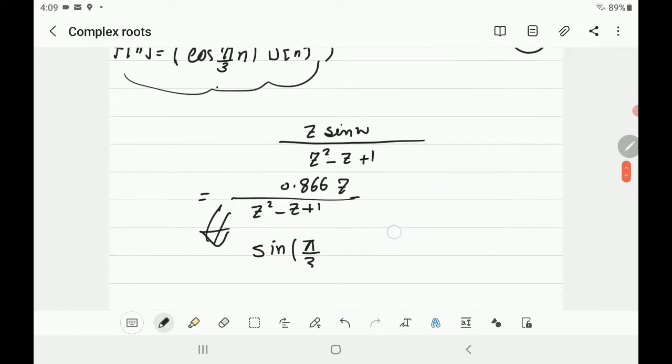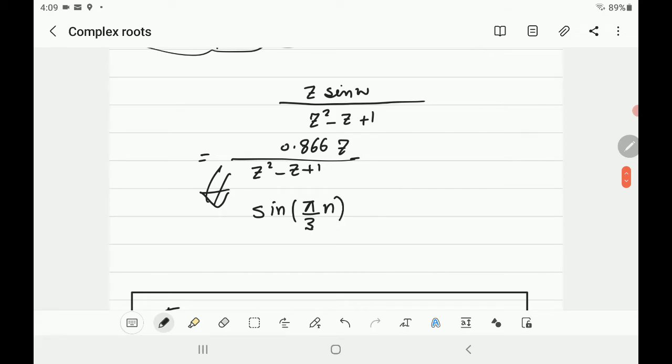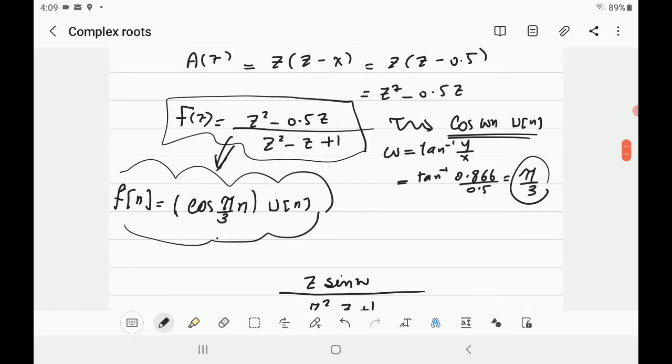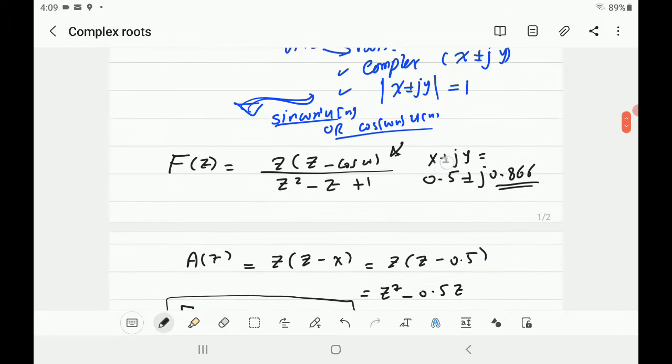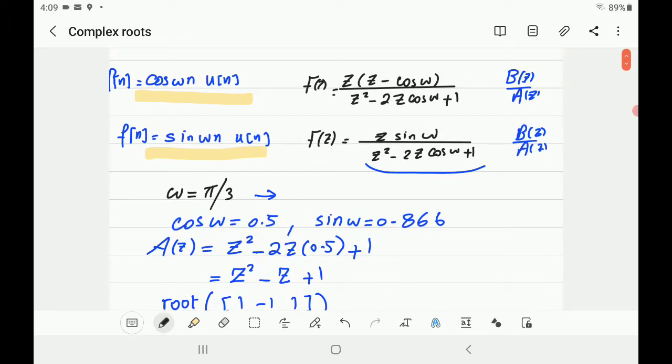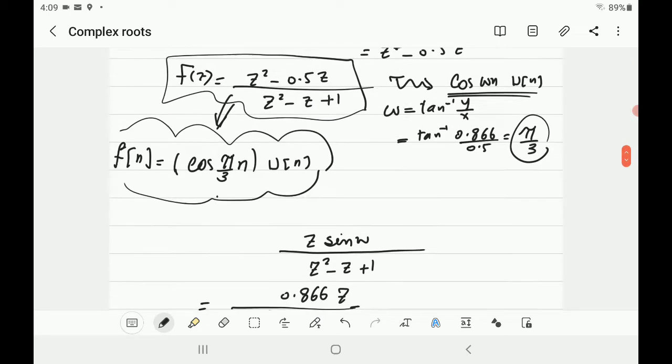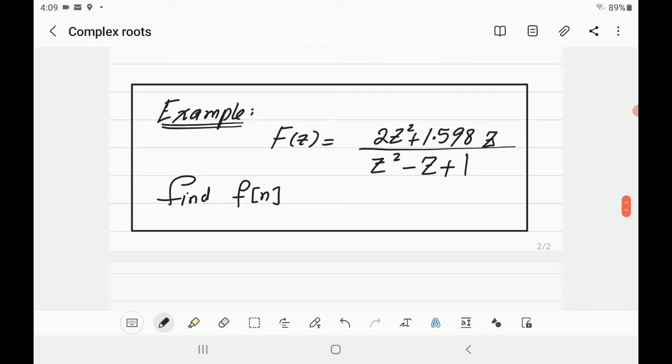So when you have complex roots and the magnitude is equal to 1, you can directly find the value of x and the value of y, the real and imaginary parts, and if you put them in this formula, you have the table. So that's cosine. If this one, it will be sine. Sometimes it's a combination of sine and cosine, both of them. So let's have an interesting example.